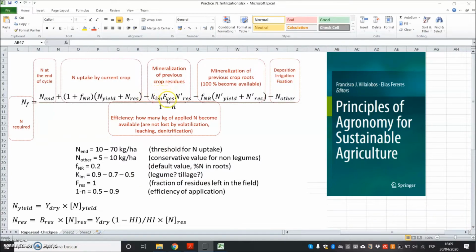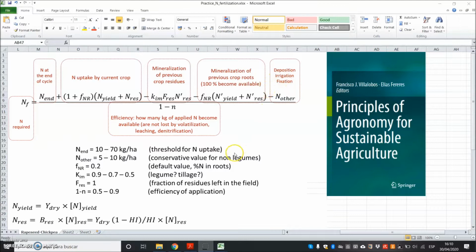The fraction of residues left in the field is an agronomical factor, it's an agronomical decision. And in this example, we will be leaving 100% of the residues in the field. Then we finally have another parameter, which is N other, which represents the sum of inputs of nitrogen into the system through atmospheric deposition, through the water used for irrigation, and in the case of legumes, by symbiotic fixation.